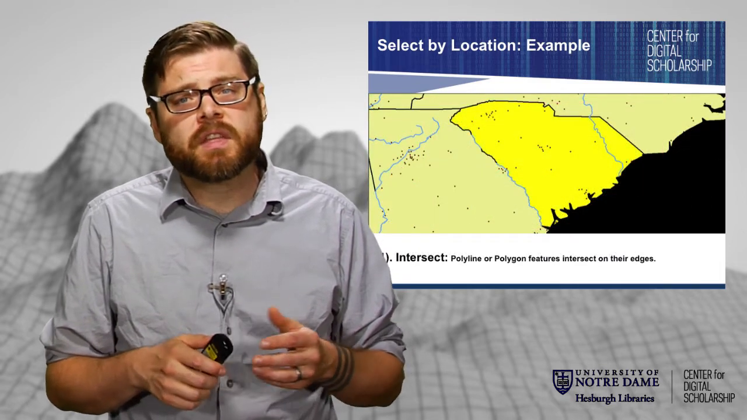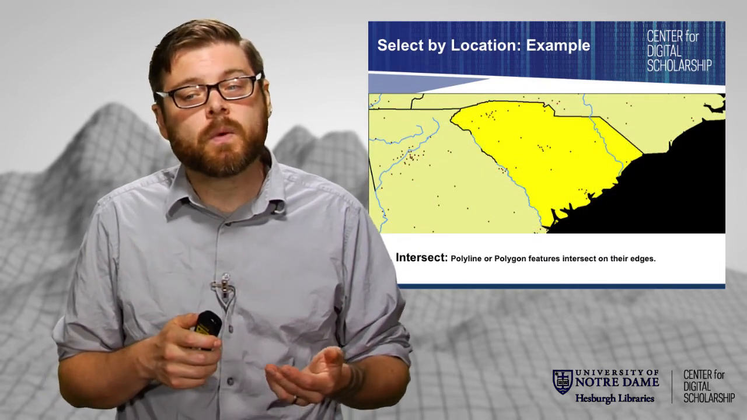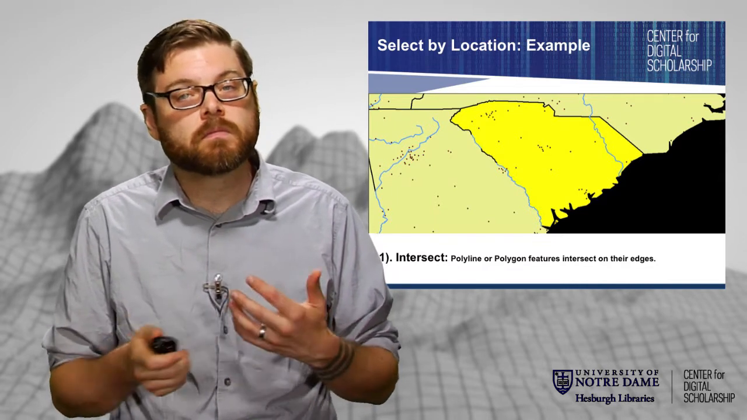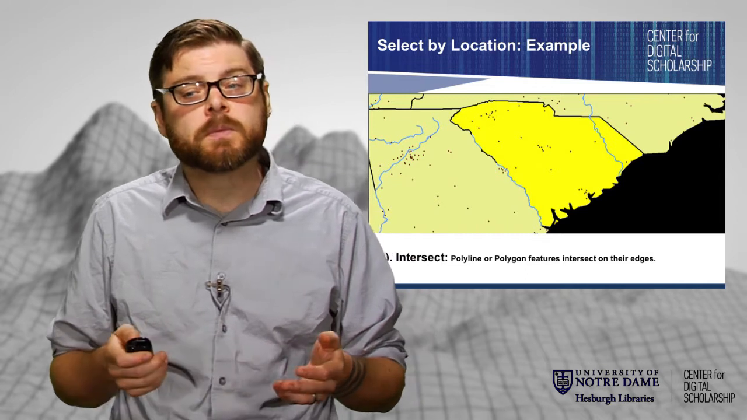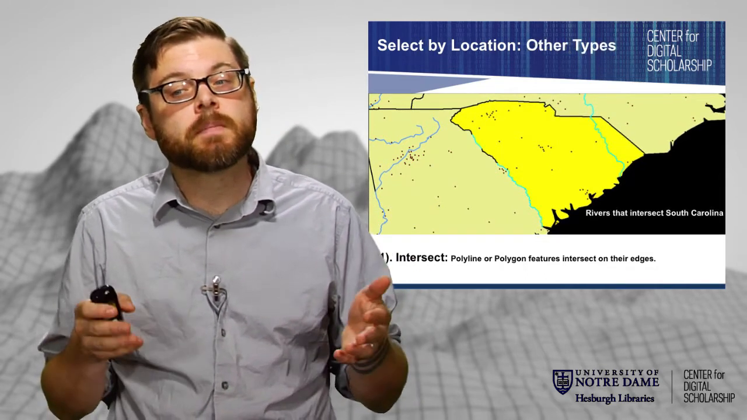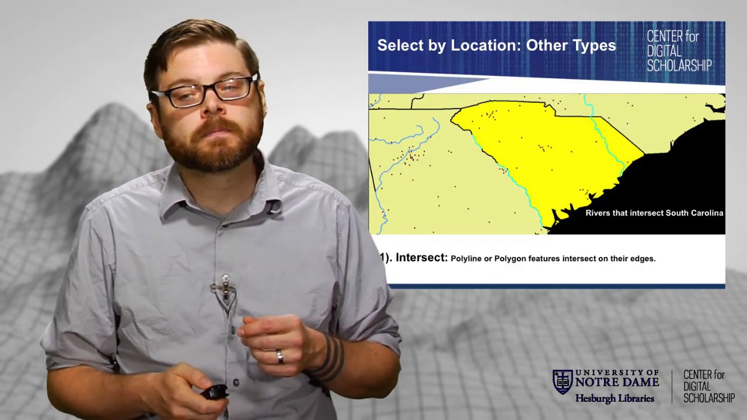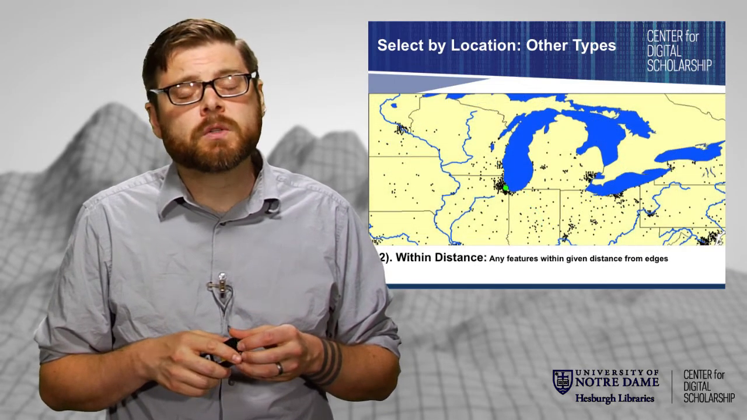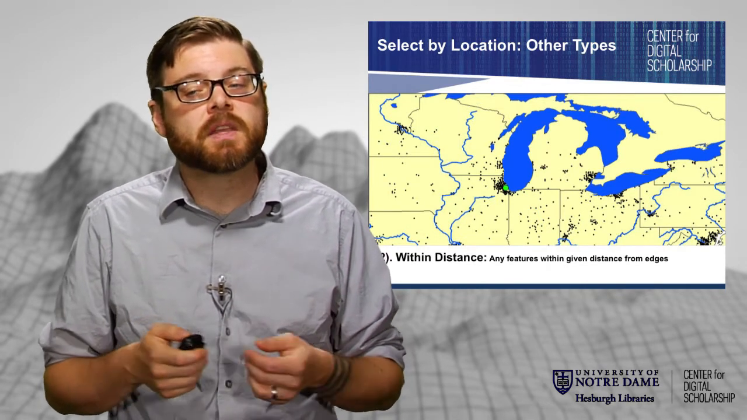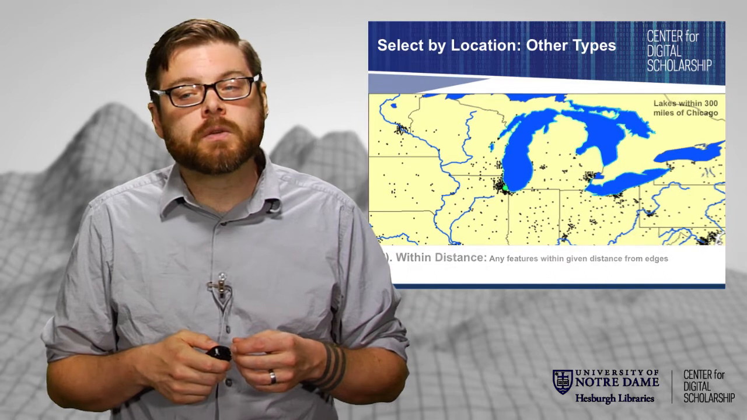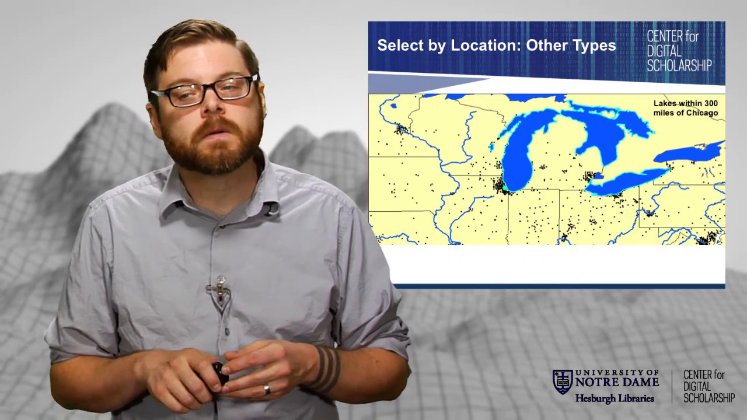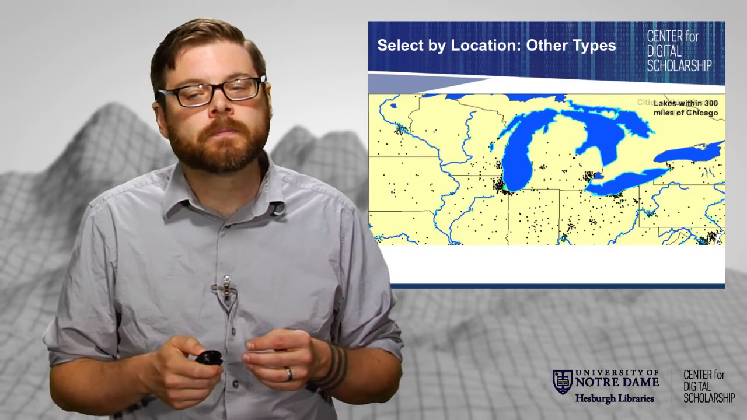We can also look at how things intersect. So if we wanted to find out what polygons or polylines intersect along their edges, here we have my home state of South Carolina, and we can quite easily query what rivers intersect the boundaries of South Carolina. We can also look at distances, so we can query any features that are within a given distance from the edges of another one. We can do this by looking at what lakes are within 300 miles of Chicago, and here it pops up most of the Great Lakes.